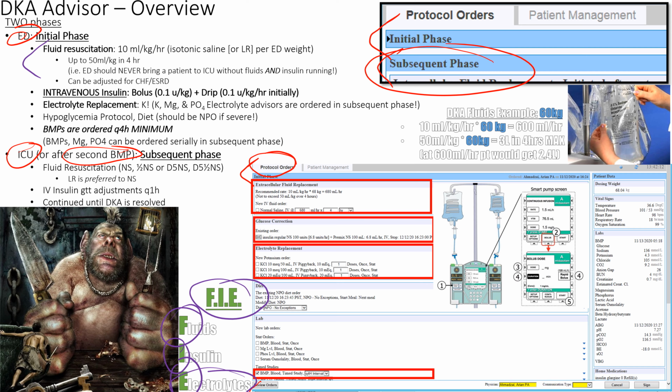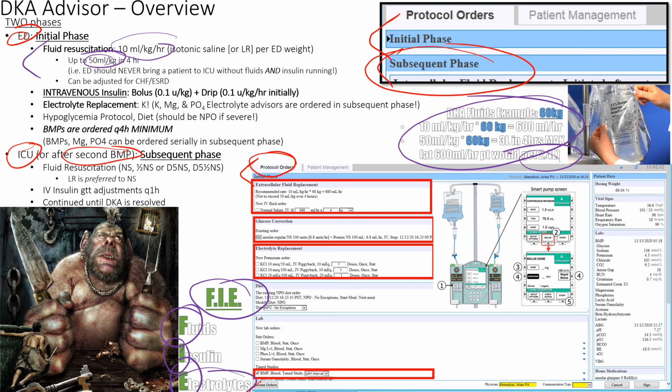Fluid resuscitation is about 10 mLs per kilo. So you're giving not 30 mLs per kilo, but 10 mLs per kilo per hour. If they weigh 60 kilos, that's 600 mLs per hour, up to 50 mLs per kilo in 4 hours. So for a 60 kilo patient, that's 600 mLs an hour, and we stop as soon as we reach 50 per kilo. That would be about 2.5 hours.